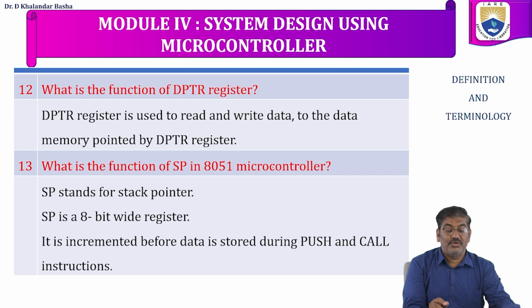What is the function of the DPTR register, data pointer? The DPTR register is used to read and write data to the data memory pointed to by the DPTR register. What is the function of stack pointer in 8051 microcontroller? SP stands for stack pointer, which is an 8-bit register. It is incremented before data is stored during push and call instructions.